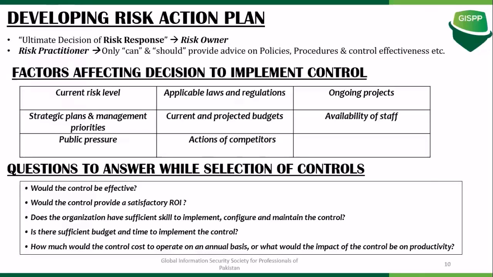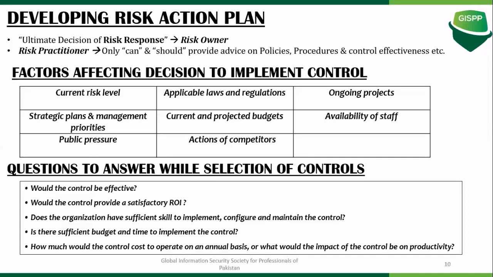Again, the factors that affect the implementation of certain controls include the applicable laws and regulations, the availability of the staff, the budget that you have available with you, the current risk levels, the perceptions, and public pressure. These are some of the factors that determine which control you are going to employ.